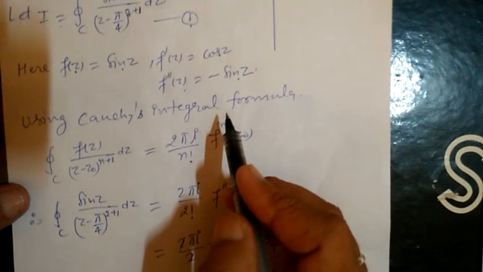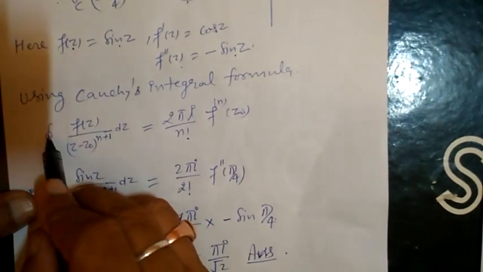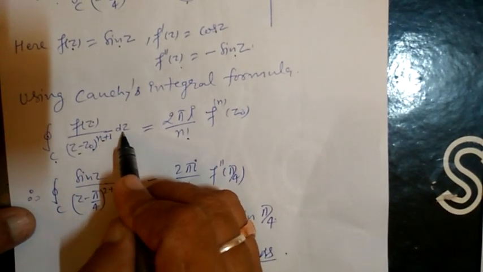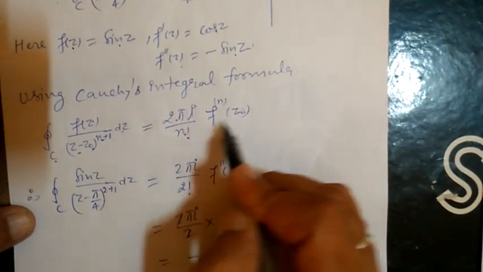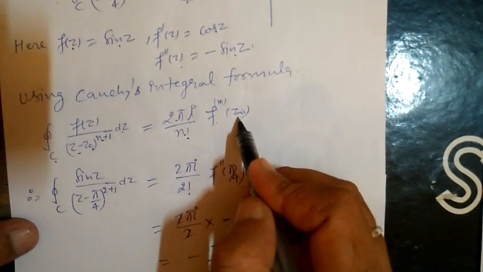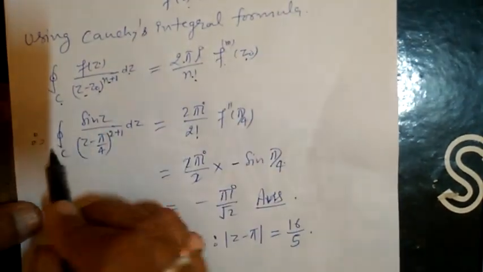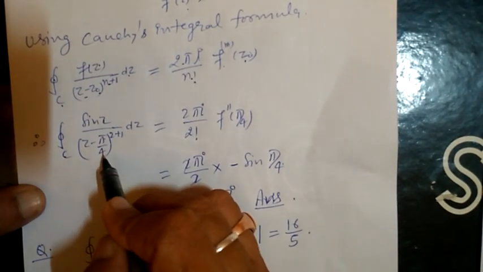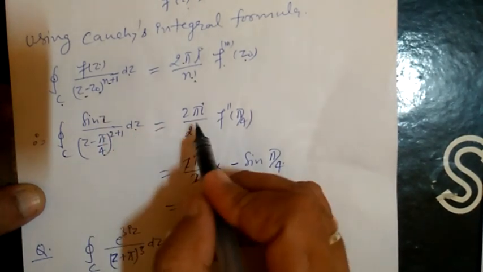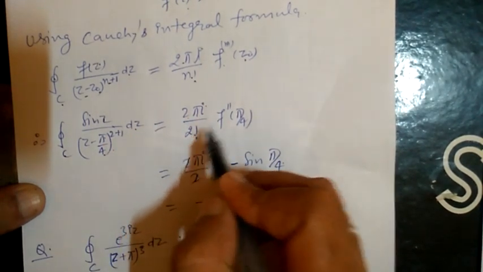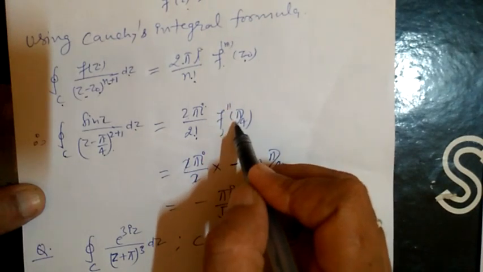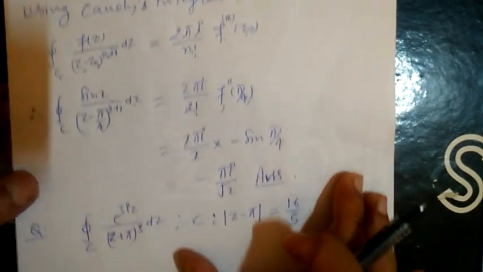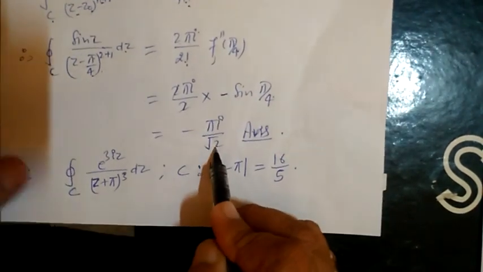So using the Cauchy integral formula for derivatives, the line integral along a closed curve C of f(z) upon (z minus z naught) to the power n plus 1 dz is equal to 2 pi iota upon n factorial times the nth order derivative of f at point z naught. Therefore the integral along a closed curve C of sin z upon (z minus pi upon 4) to the power 2 plus 1 dz is equal to 2 pi iota upon 2 factorial times the second derivative of f at z equal to pi upon 4. Simplifying this expression, we obtain minus pi iota upon root 2.